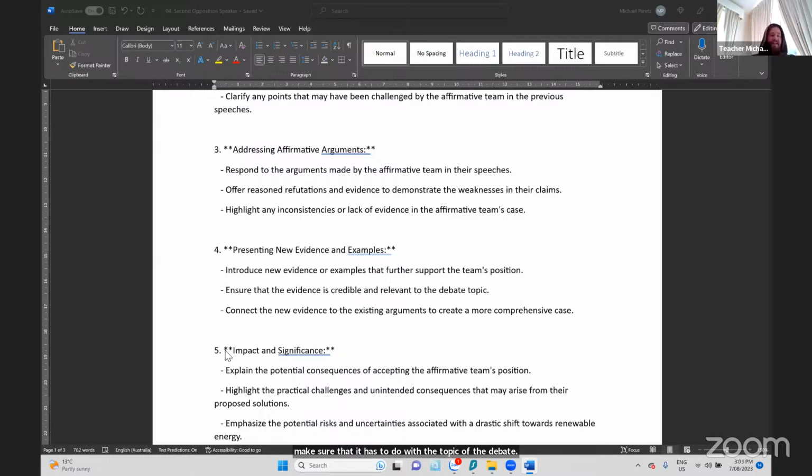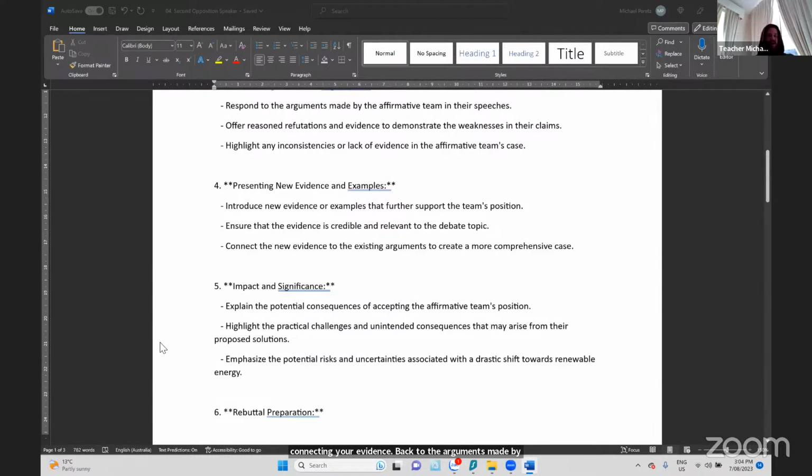And then again, we want to connect that new evidence to the existing arguments to create a more comprehensive case. You want to make your team's argument stronger by connecting your evidence back to the arguments made by your previous speakers. It's like compounding, it doubles and triples its strength.